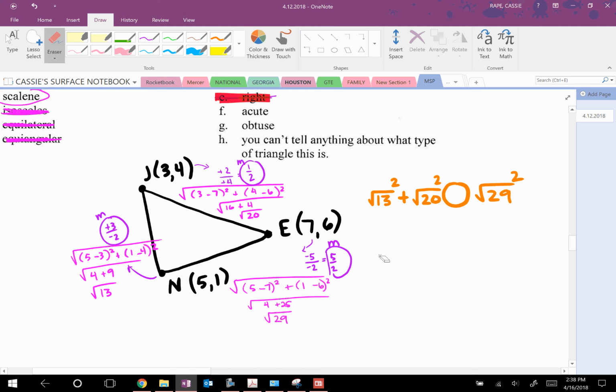The square root of 13 squared is 13, plus the square root of 20 squared is 20. How does that compare to 29? 33. And we're comparing that to 29. 33 is bigger than 29, which means the longest side is not an enormously long side. Okay, and if it's not, then it can't be obtuse. So you can rule that out, because yes, we can figure it out. This is acute. So what we have here is a scalene acute triangle.